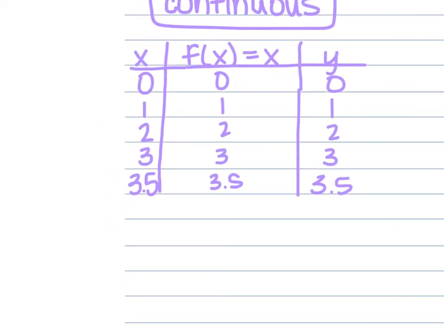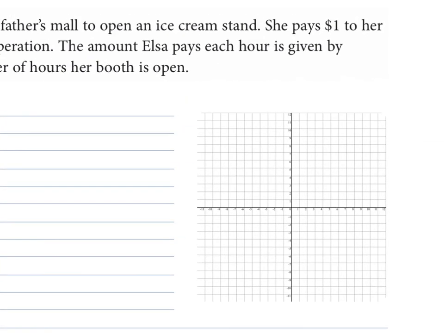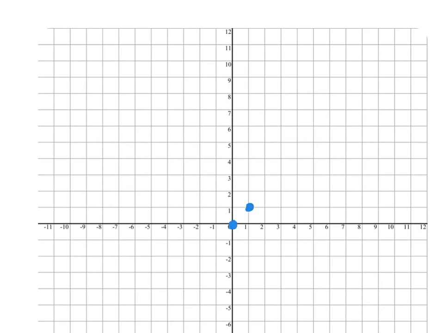This is telling us that our domain is the set of all numbers greater than or equal to 0. So our x values are going to be greater than or equal to 0. Our range is the same thing, but for our y values. So it's anything greater than or equal to 0 for your y values. If we plotted these points on the graph, we would have (0, 0), (1, 1), (2, 2), (3, 3), (3.5, 3.5), and so on. So that time will just keep going up from there.